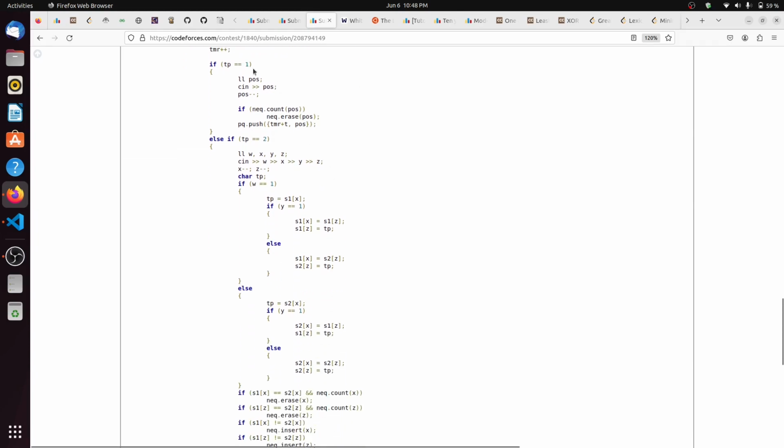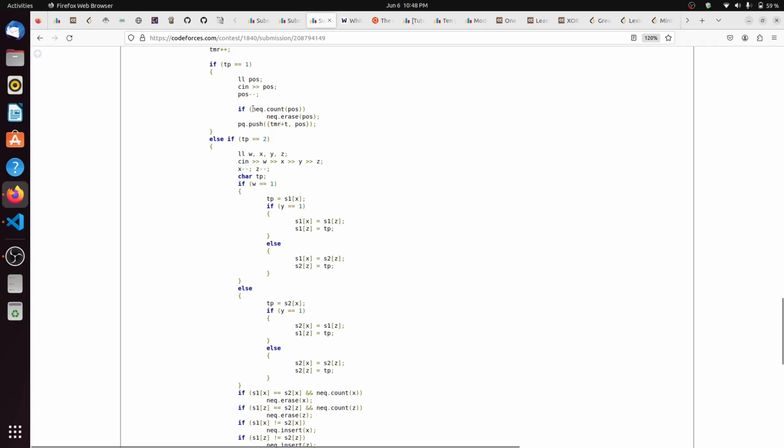Okay, so if it is a type 1 query, if TP equals 1, it means we have to take input of a position according to the inputs given in the problem. Since this position is one-indexed, I have done position minus minus. Since this type 1 query is a block kind of query, I will do two things.